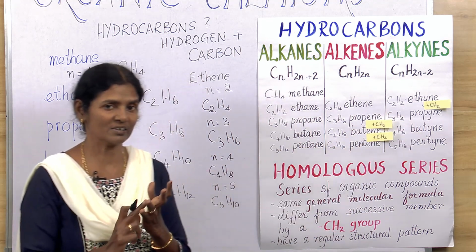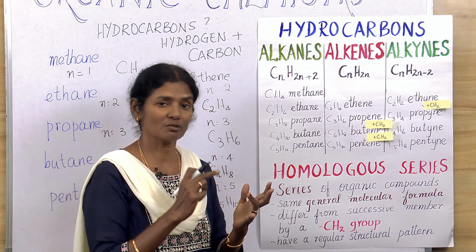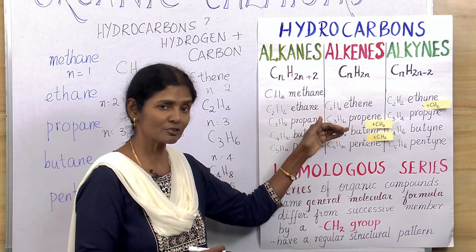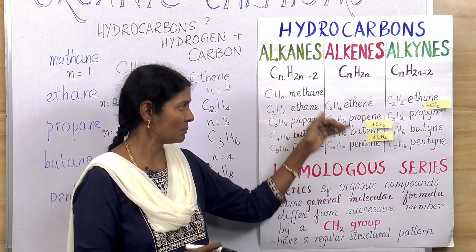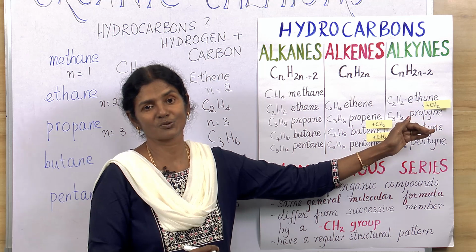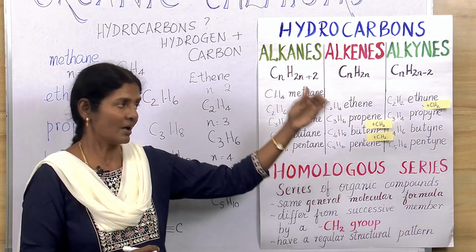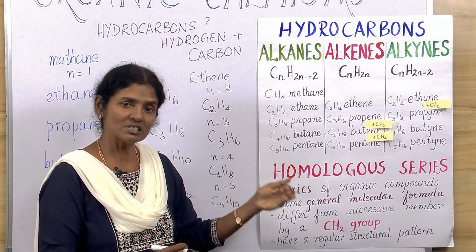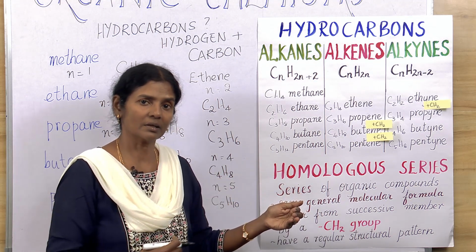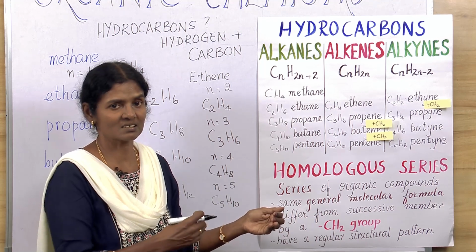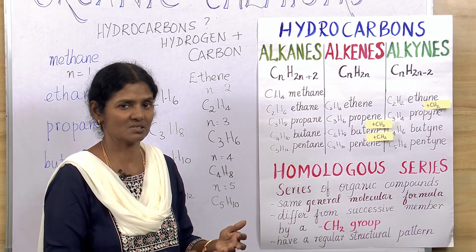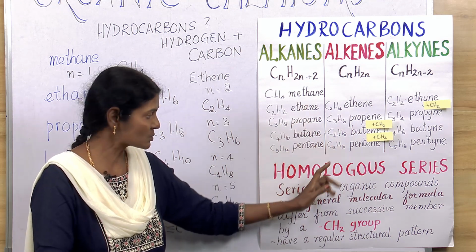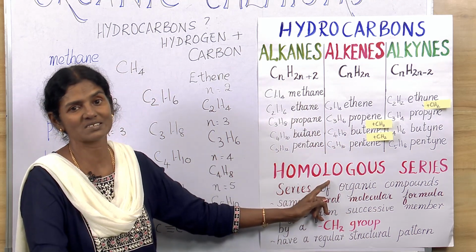So what are the 2 points? Same general molecular formula. That's point number 1. Point number 2, they differ from the successive members by a CH2 group. That's very important. And because there's a regular increase in mass, the physical properties also have a regular pattern. There is a gradation in physical properties, but similarity in the chemical properties. That is what is called a homologous series.